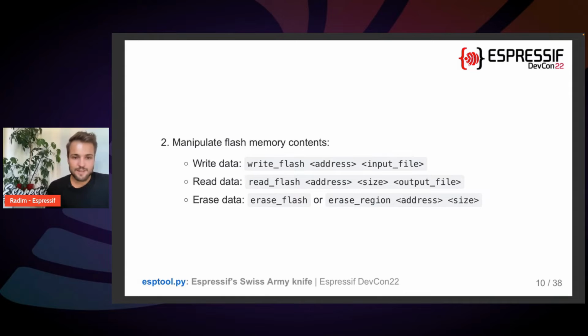So that was writing data to the flash memory, but I can also read the data back, which is quite useful for making backups of your applications. When you want to upload a new program and back up the old one, you just call read flash, starting from address 0. For the size, you input the size of your flash chip, for instance 2 megabytes or 4 megabytes, and the output file where you want to store your backup. And then you can use erase flash to wipe the whole memory chip or just erase a certain region in the memory.